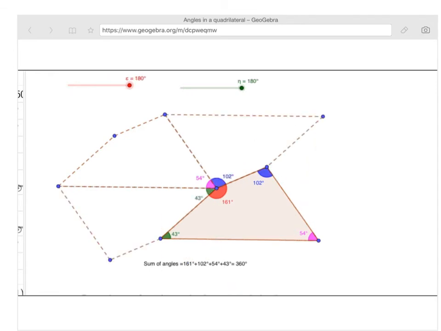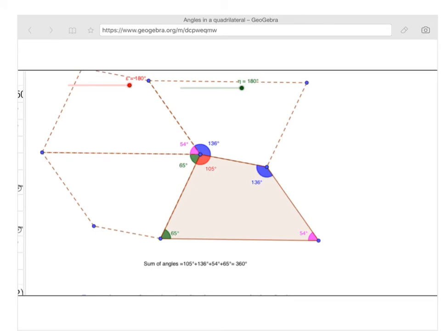So I've now got the 4 angles of my original quadrilateral represented around a point, and you can see that they add up perfectly to 360 degrees. It tells you the different angles here, and the sum is shown at the bottom. This is going to be the same.